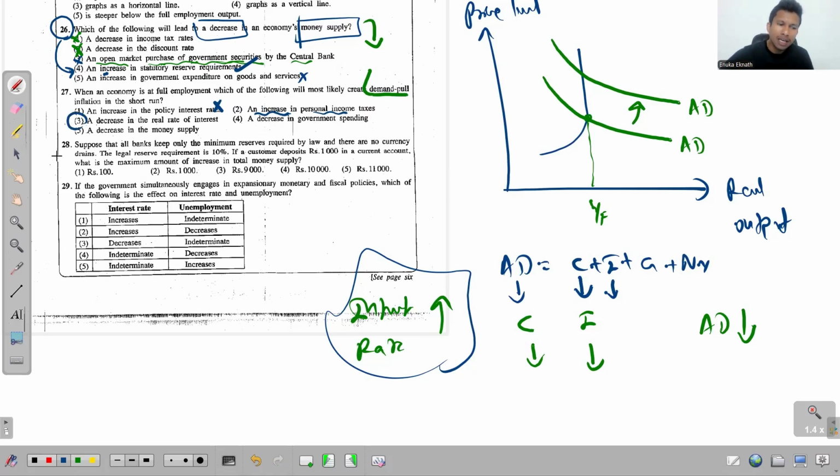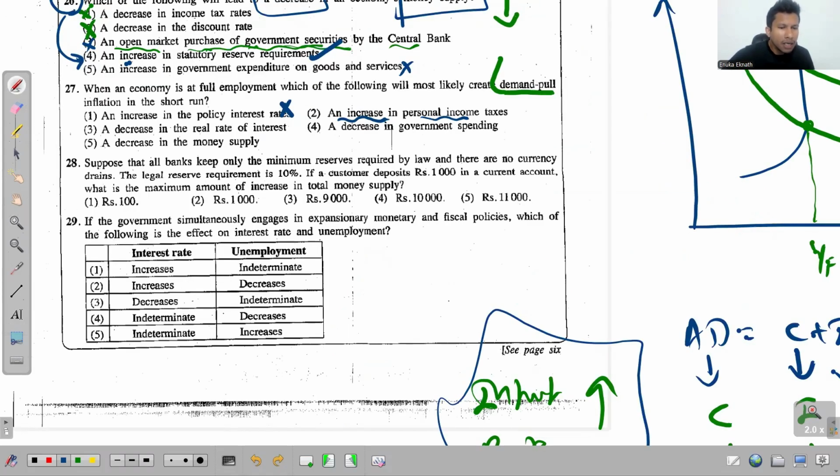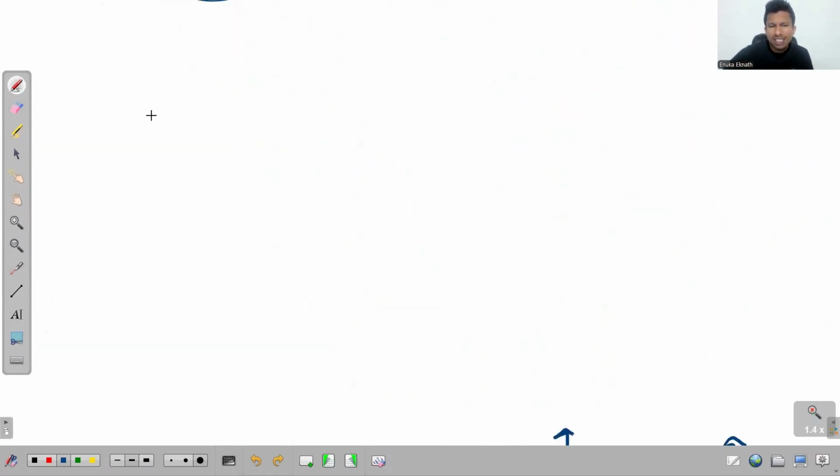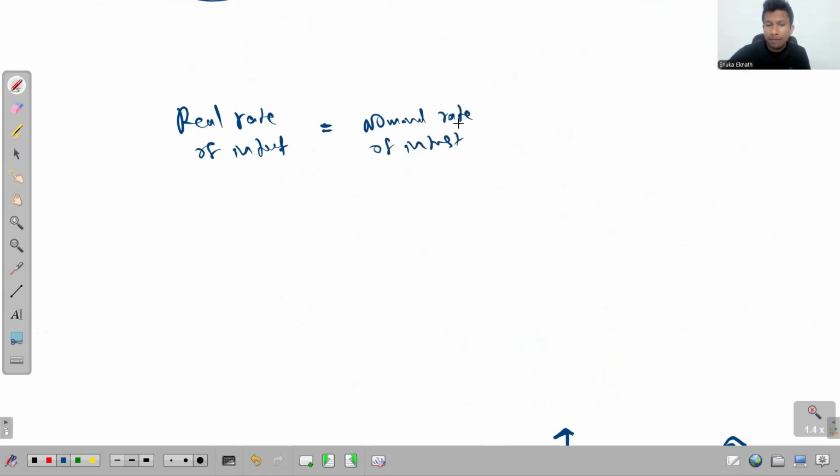Now look at this third one. It says a decrease in real rate of interest. So what is this real rate of interest? So this is the equation of calculating this real rate of interest. Real rate of interest is equal to nominal rate of interest, which is the interest that the bank charges when they offer loans to the general public, right? The nominal rate of interest minus inflation rate, right? Minus inflation rate. What could happen?